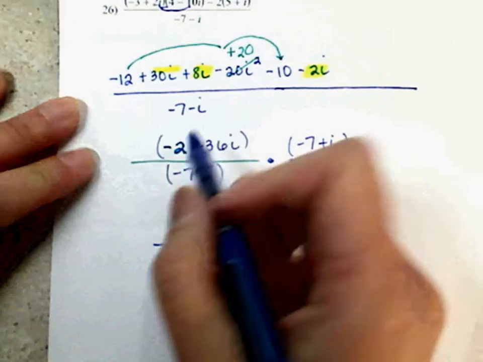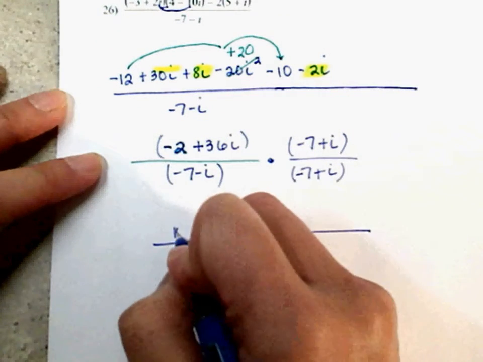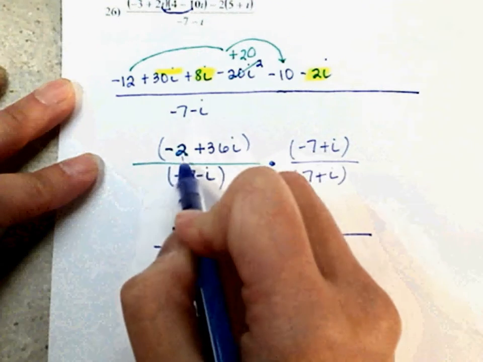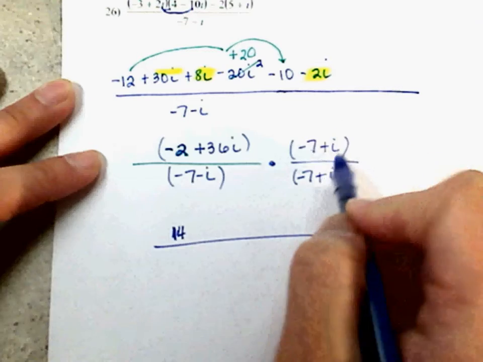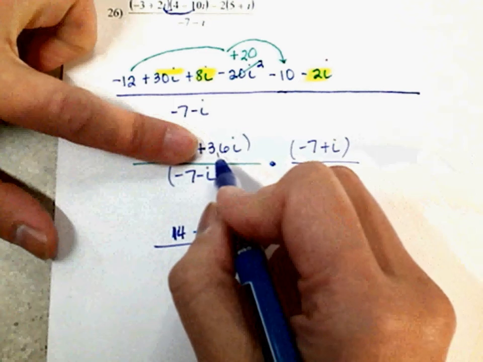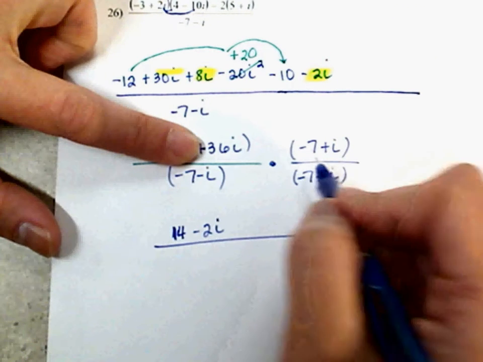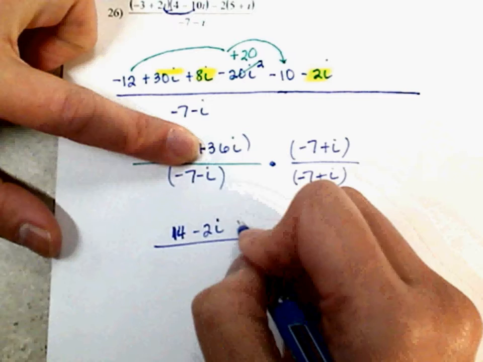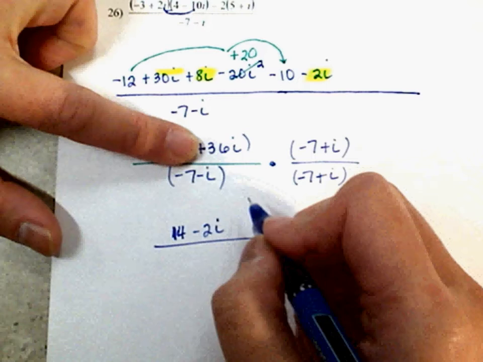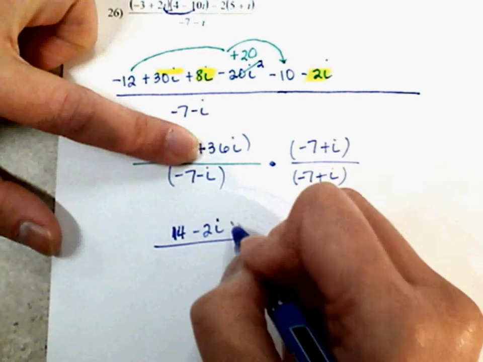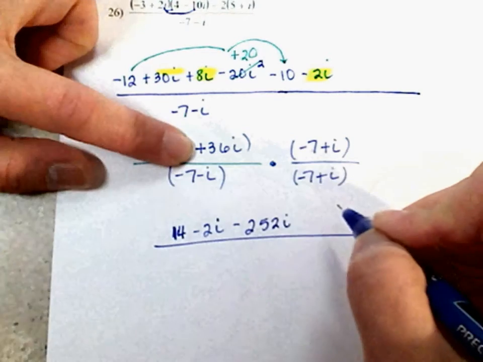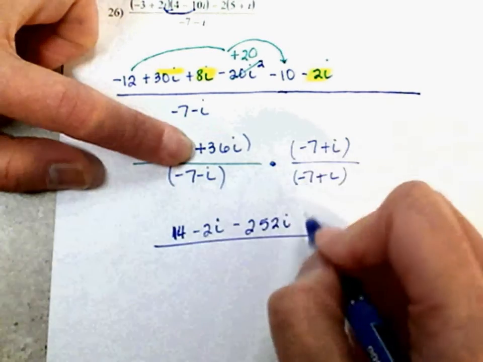Negative 2 times negative 7 is 14. Negative 2 times i is negative 2i. Somebody help me out. What's 36 times negative 7? 36 times 7, that is 42, 200, what is it? 252i, thank you. And what is 36i times positive i? Positive 36i squared.